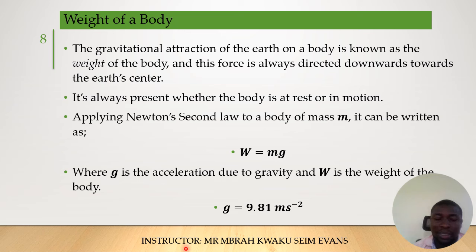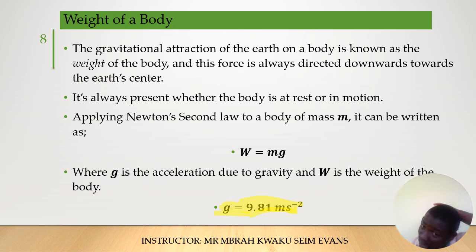9.81 meter per second square. So this is what g is, 9.81 meter per second squared. So please take notes.